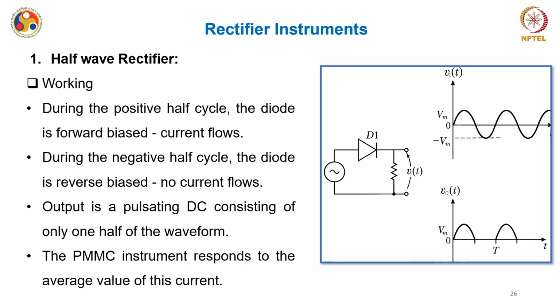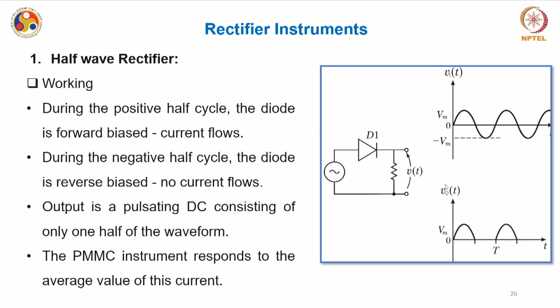So during the negative half cycle the diode is reverse bias and no current flows, and therefore for one cycle it is like this, the same is drawn over here, and then it is blocked and again this is appearing and again this is blocked, which means it is appearing as a pulsating DC. So you have a pulse of DC. Since it is only in one half, I am not calling it AC, rather I am calling it a pulsating DC. So the output is a pulsating DC consisting of only one half of the positive waveform.